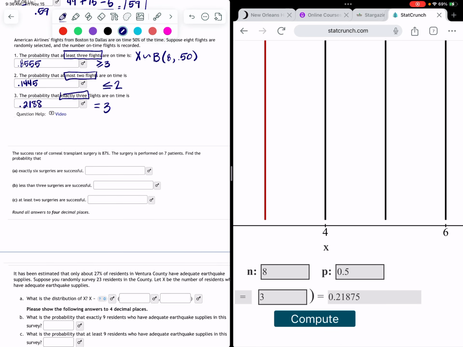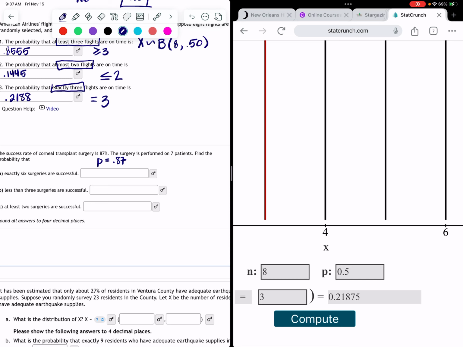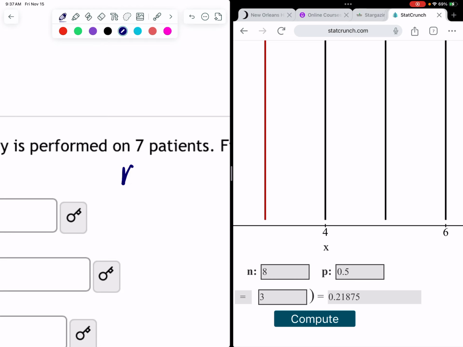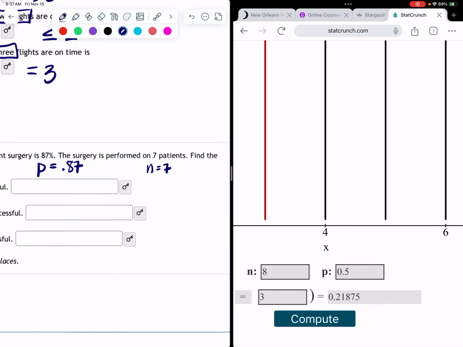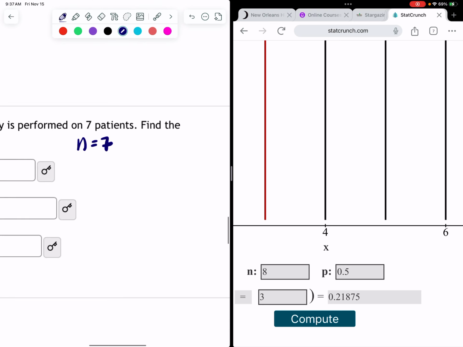We have another binomial. The success rate of corneal transplant surgery is 87%. That means our P is 0.87. That's the probability of success. The surgeon performed 7 patients. We have an N of 7. That's a fixed number of trials. The surgery is either successful or it's not. So we have a binomial distribution again. Remember, we use B for binomial. N comes first, and then P.